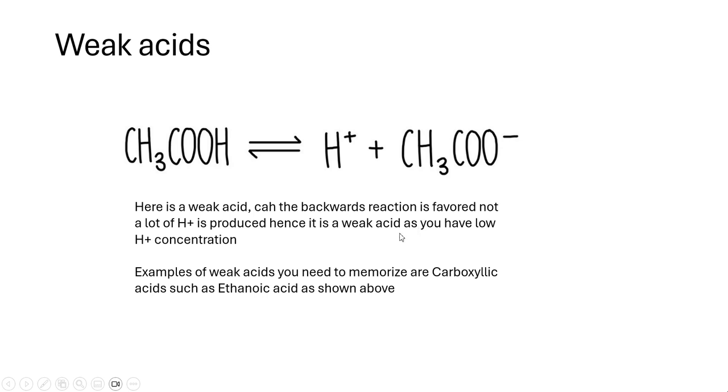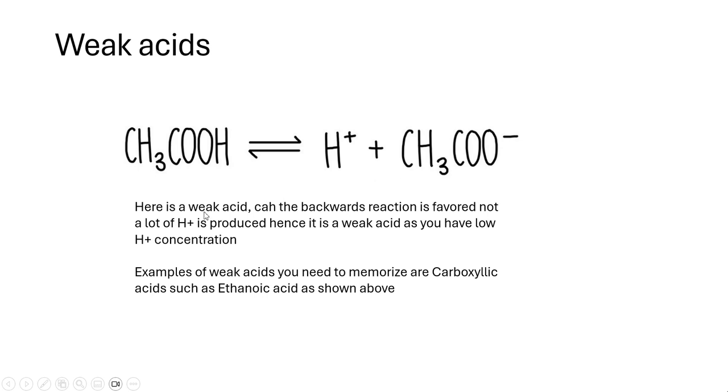Let's look at weak acids then. Here we've got ethanoic acid, CH3COOH. As you see here, it's dissociating into H plus and CH3COO minus. This is the base model for all acids, by the way. It will dissociate into the H plus ion and then the rest of whatever that compound was. We call it a conjugate.